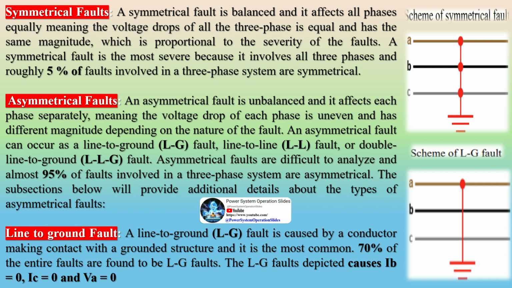Line-to-ground fault. A line-to-ground LG fault is caused by a conductor making contact with a grounded structure, and it is the most common. 70% of the entire faults are found to be LG faults. The LG fault depicted causes IB equals 0, IC equals 0, and VA equals 0.